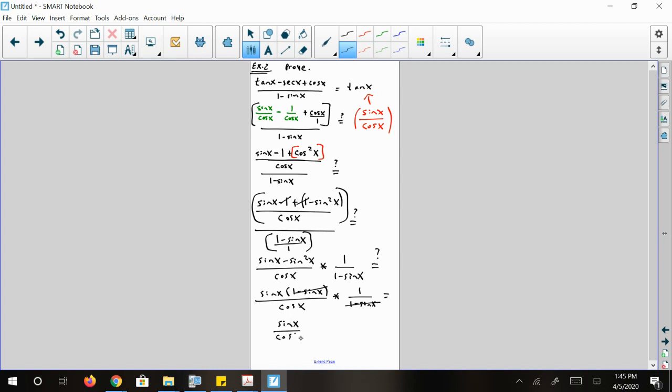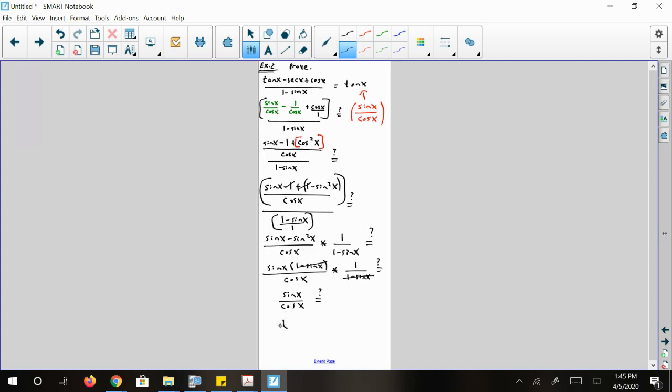over cosine of x, which, as we mentioned on the right side of the equation, I'm trying to get tangent of x, which is exactly sine of x over cosine of x. So when I'm finished, I get that tangent of x is equal to tangent of x. And just like I expected, I am now finished with my problem.